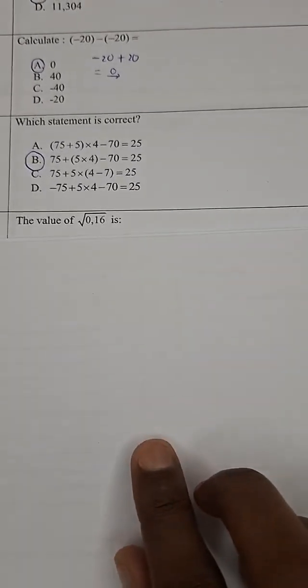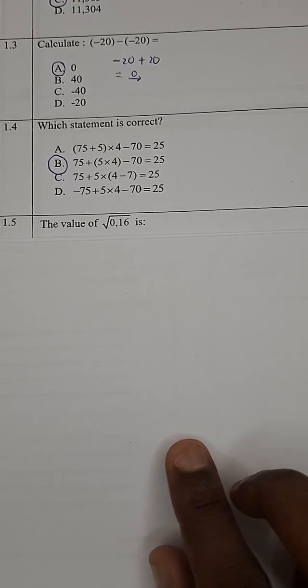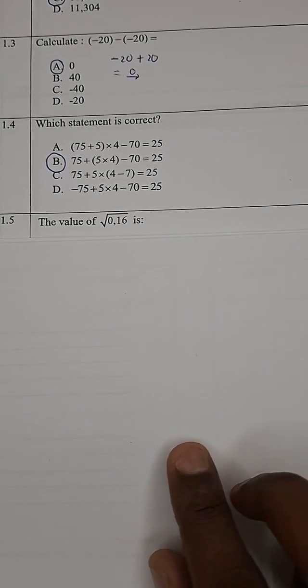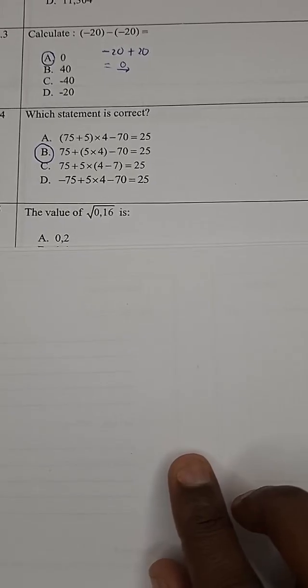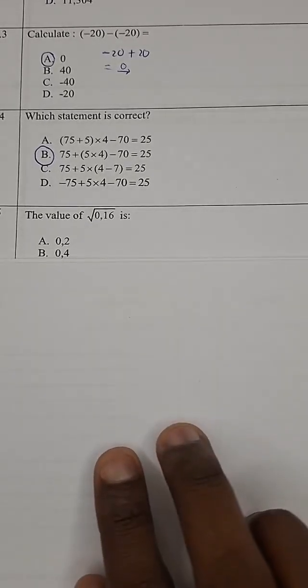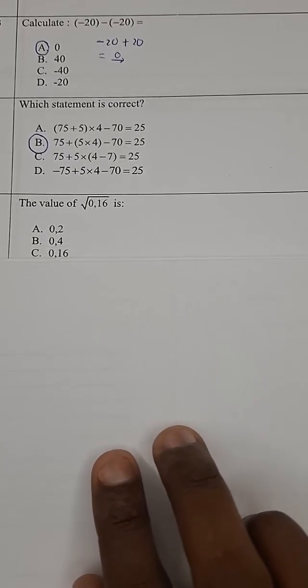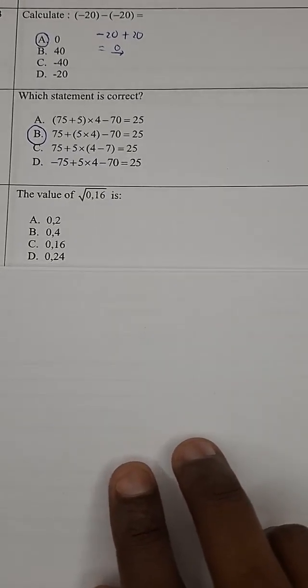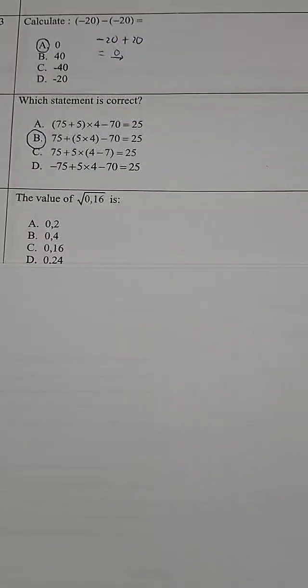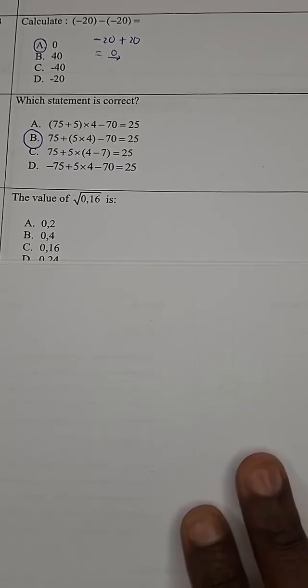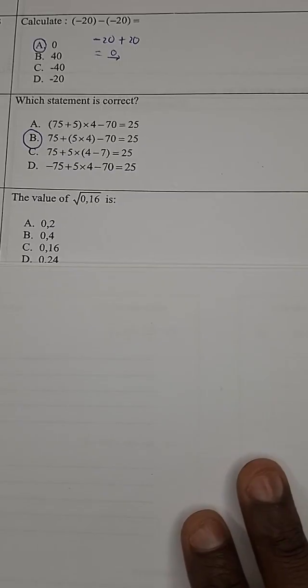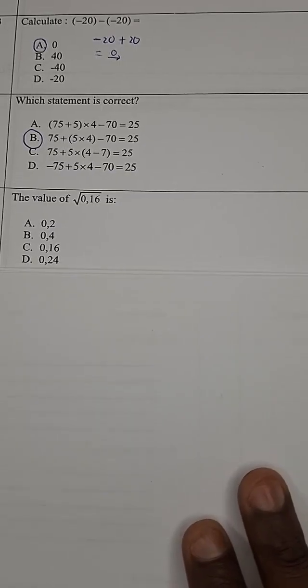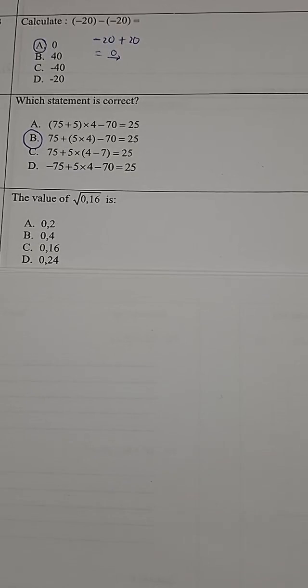All right. Okay. 1.5. The value of the square root of 0.16, is it A, 0.2, B, 0.4, C, 0.16, or is it D, 0.24? What is the value of the square root of 0.16? Is it A? Is it B? Is it C? Or is it D?